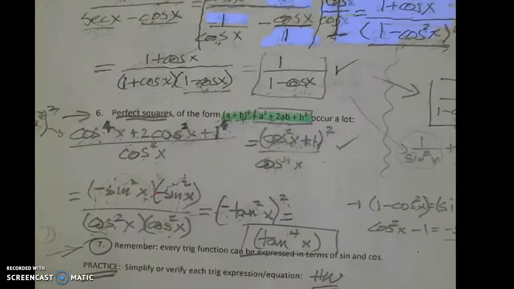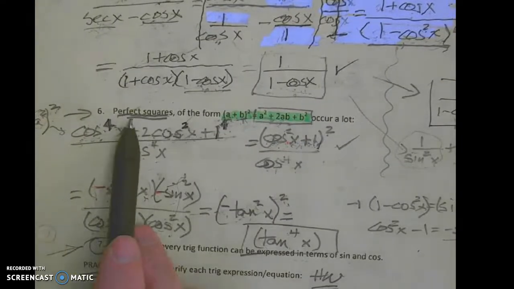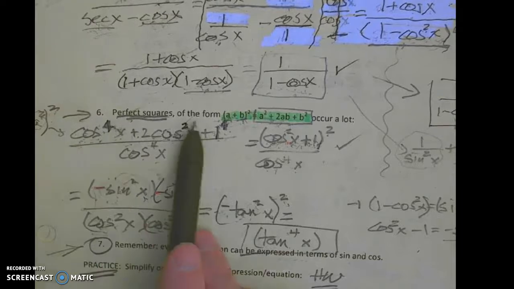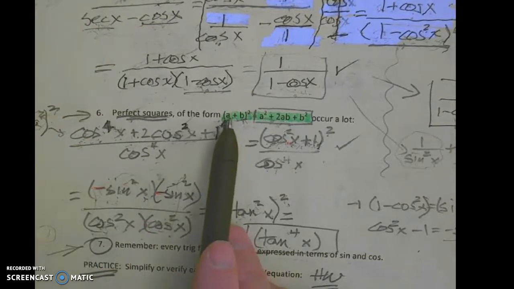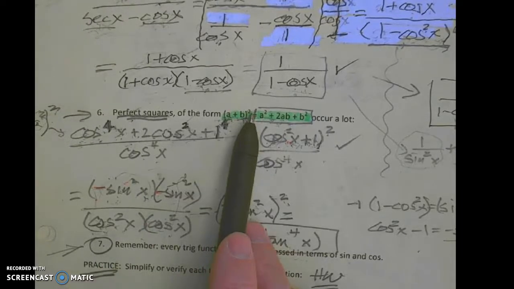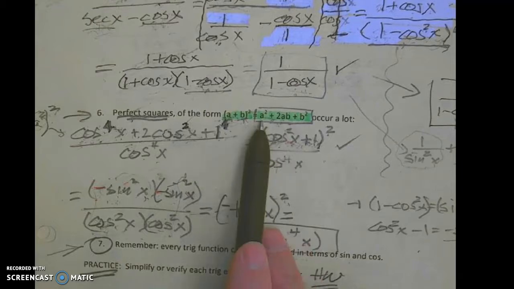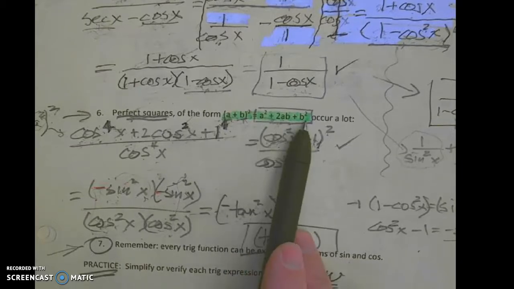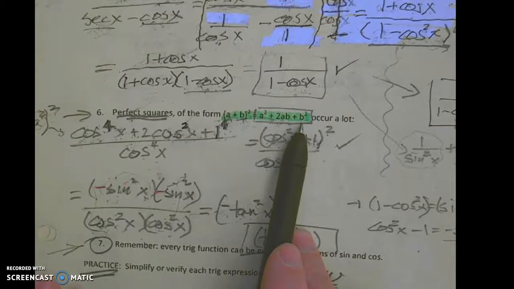For problem number 6, we're going to deal with perfect squares, and they're going to be in the form either of a plus b quantity squared, or they'll show this form, a squared plus 2ab plus b squared. And they occur quite a bit. So we need to master these as well.